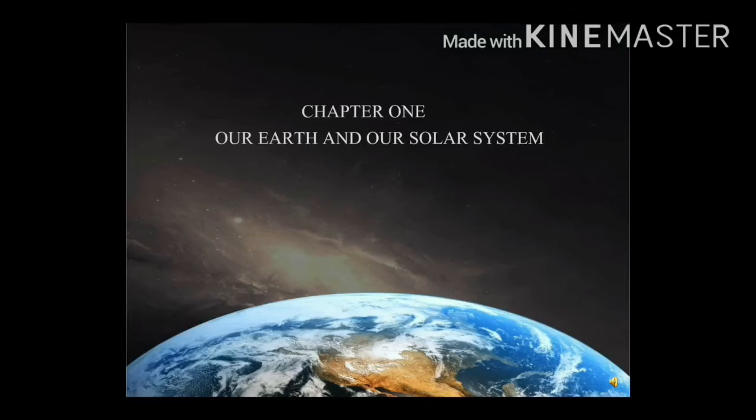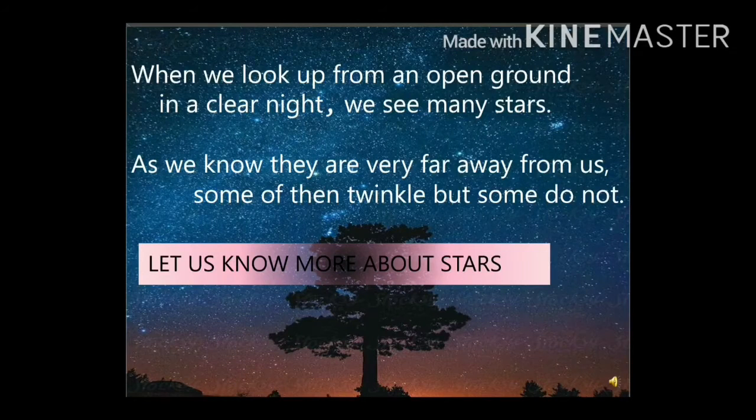The first one is when we look up from an open ground, we can see many stars. On a clear night, we see many stars. As you can see in the picture, there are too many stars there. Some are twinkling and some are not. As we know, they are far away from us. In this chapter, let us know more about stars and other things.